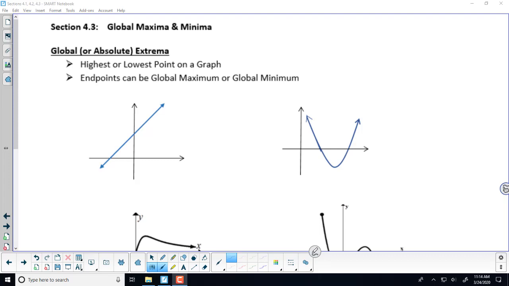Hello, welcome back. Now we're going to look at global maxima and global minima. Basically, global means where is the highest point on the entire graph, and the lowest point on the entire graph.